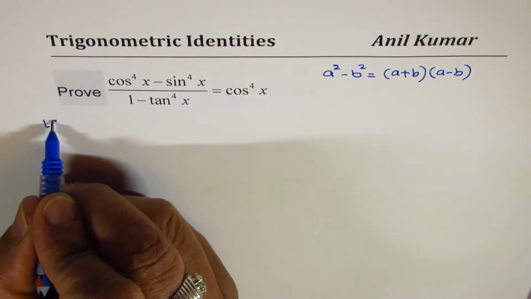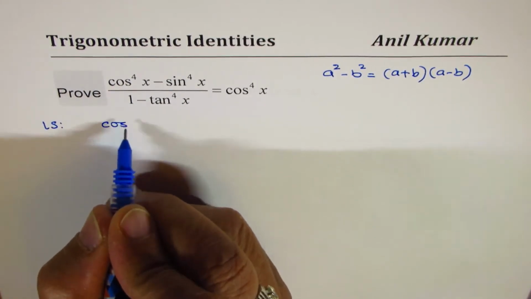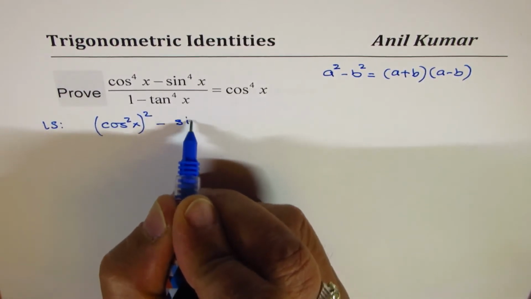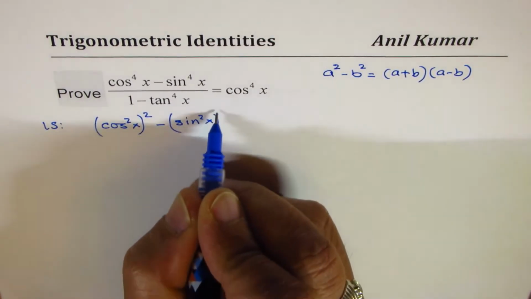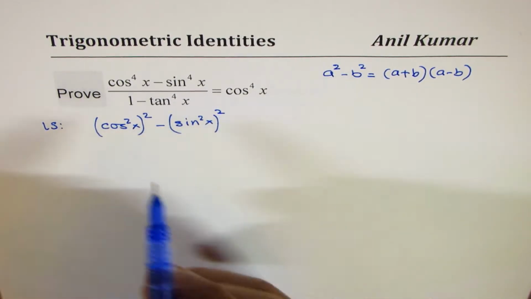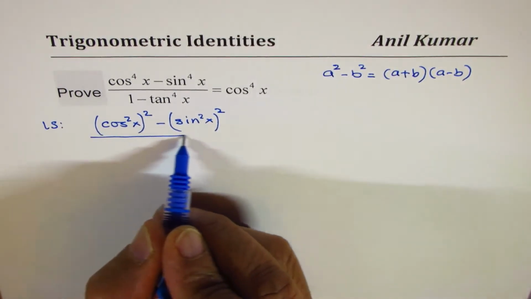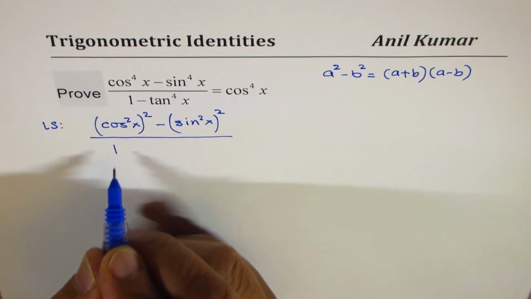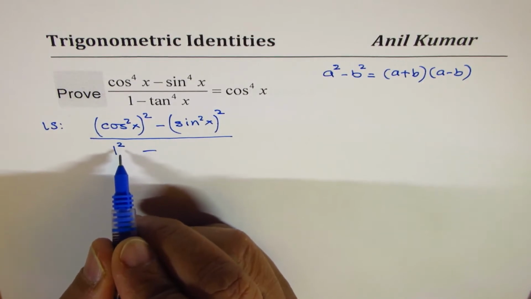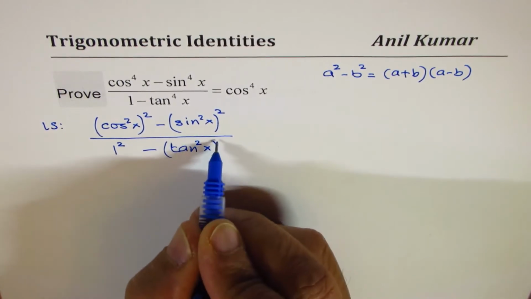So starting with the left side, we know cos to the power of 4x could be written as cos square x whole square, minus sine square x whole square. So now we can apply the formula a square minus b square, where a is cos square x and b is sine square x. I hope you get the idea. Similarly, the denominator could be written as, let me write 1 square. It is not good practice to write like this, but just to make you understand. And tan square x whole square.